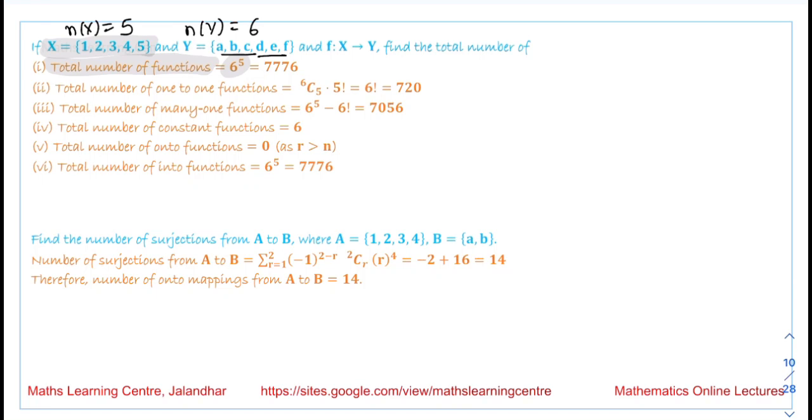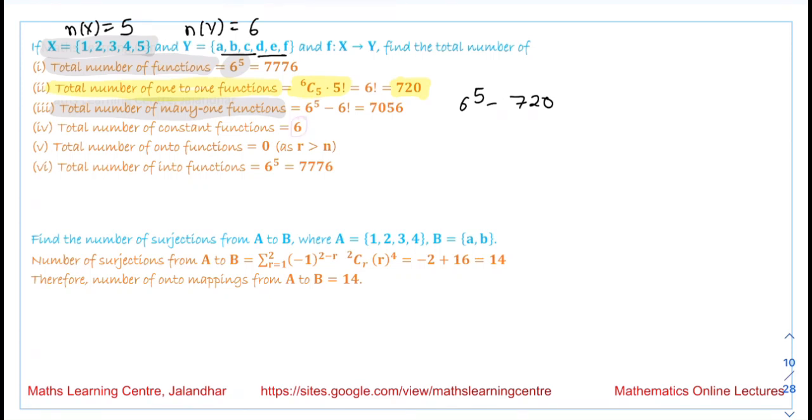The total number of one-one functions, the formula we know, is 6C5 into 5 factorial, and as the answer you will obtain 720. Next we have to find the total number of many-one functions. So the number of many-one functions will be the total number of functions minus the number of one-one functions.